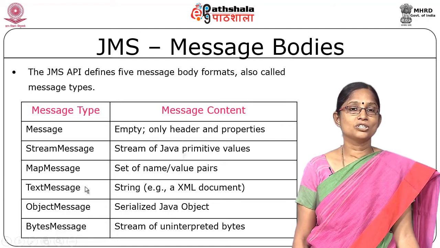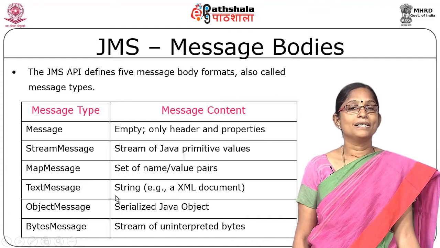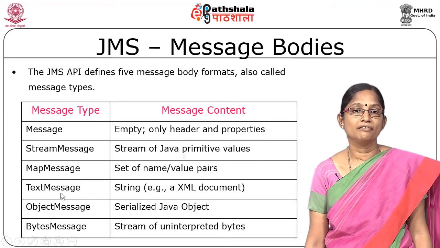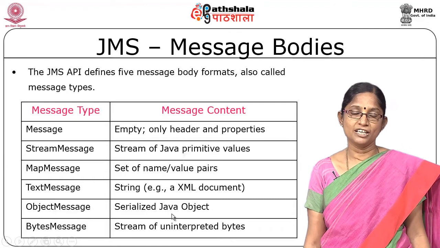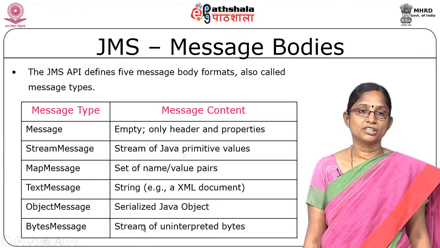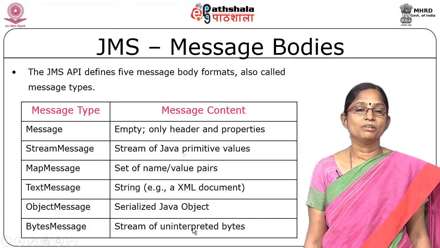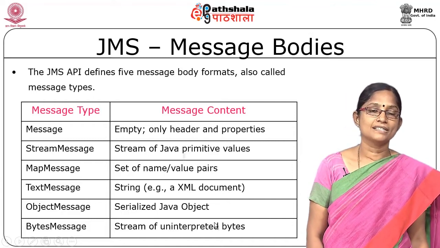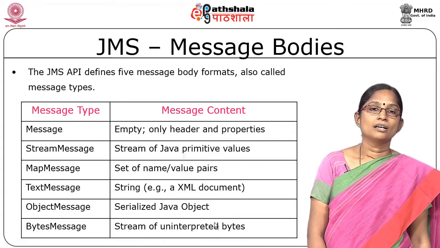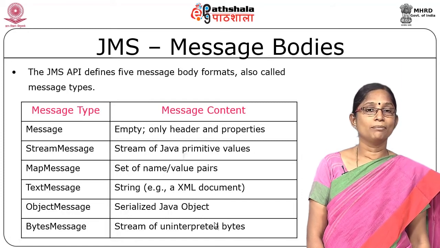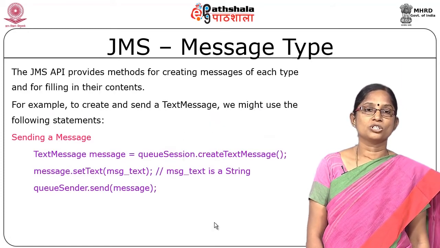Then text message. In text message the body is compulsorily going to be a string. Sometimes it may be an XML document also. If it is an object message, then definitely the message content is going to be a serialized Java object. If it is a byte message, then the content is always going to be a stream of uninterpreted bytes apart from the header as well as the property of the message. So, these are the three significant parts of a JMS message.